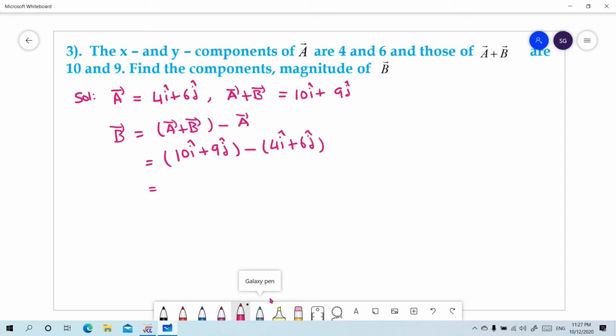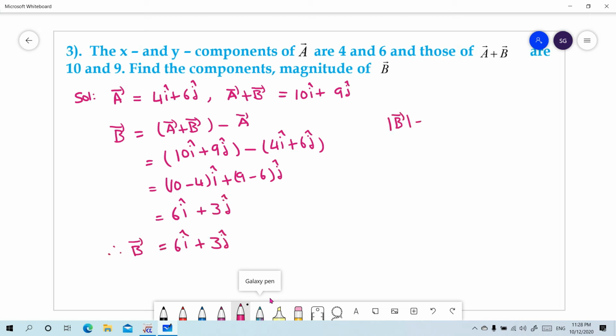That equals 10i cap minus 4i cap, which can be written as (10 minus 4)i cap plus (9 minus 6)j cap. That equals 6i cap plus 3j cap. So the b bar components are 6 and 3.